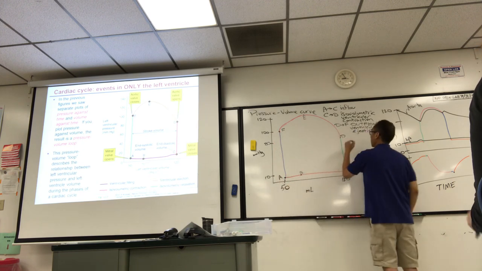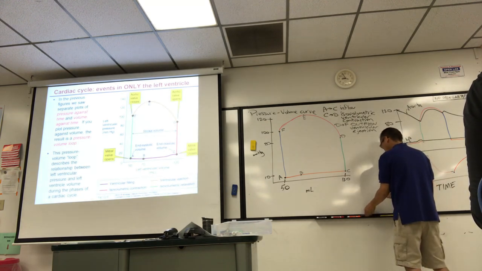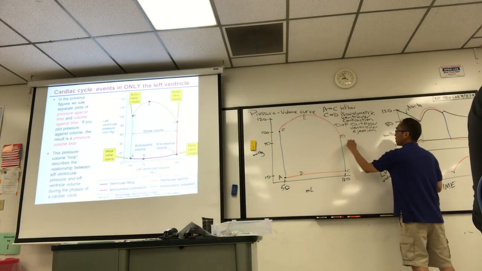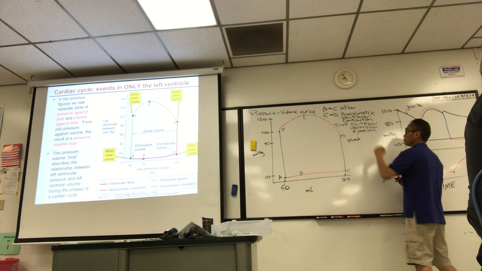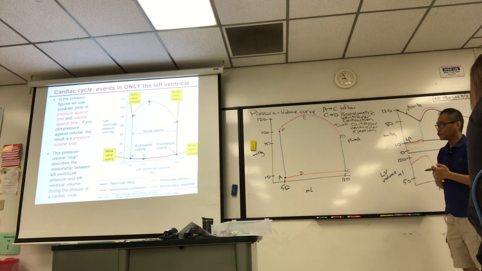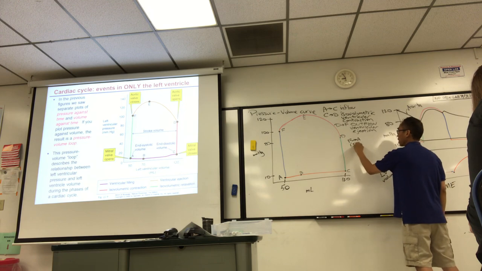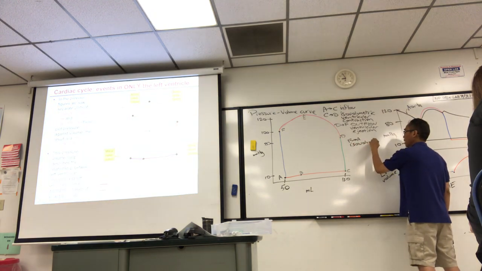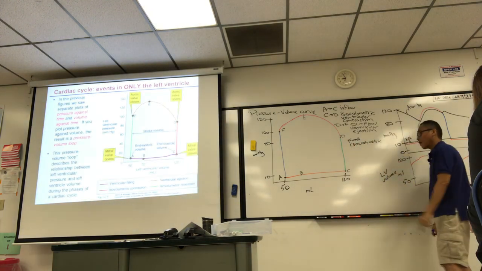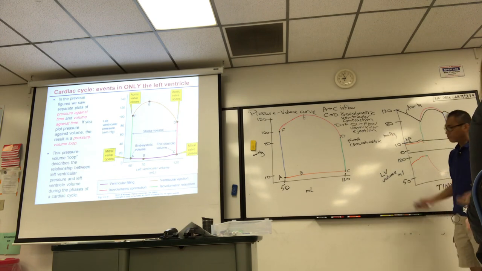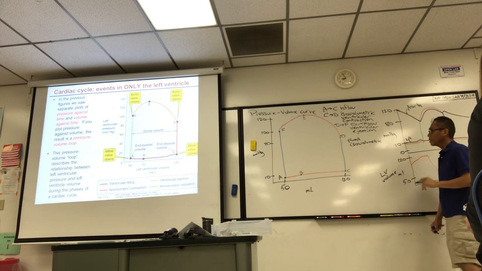So as you go from F back to A, name it: isovolumetric ventricular relaxation. Three long words. Isovolumetric. The volume's not changing. The volume's 50. Blood's not coming in. Blood's not going out. All the valves are closed.